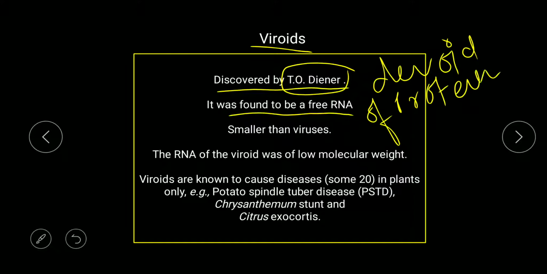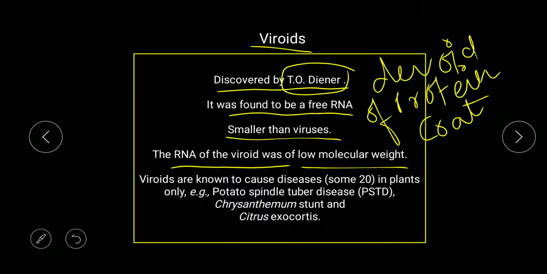They are devoid of protein coat. They have RNA only, and that free RNA is infectious. They are smaller than viruses, and these RNAs are viroids, having a low molecular weight. These viroids infect plants only, and in plants they cause some diseases, like some 20 diseases, such as potato spindle tuber disease, chrysanthemum stunt, and citrus exocortis. You should remember that these are the disorders caused by the viroids.